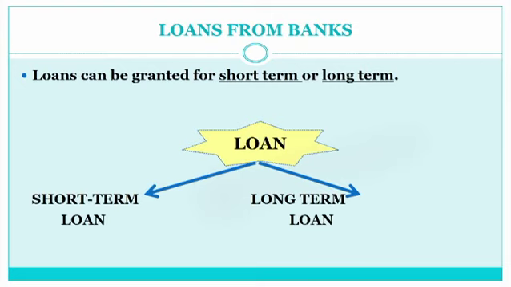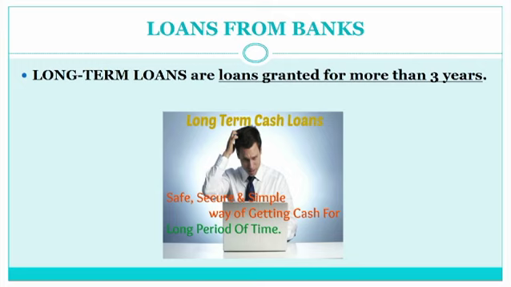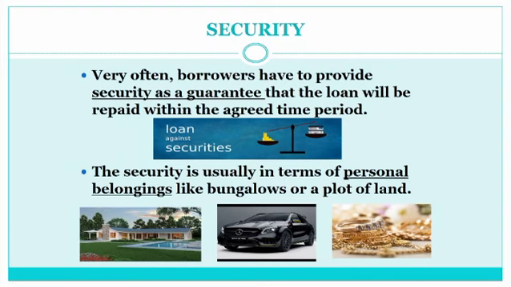Loans can be granted for a short period of time or for a longer period of time. Short-term loans are loans which have to be repaid in less than 1 year, whereas long-term loans are loans granted for more than 3 years. Security. What is security? Very often, borrowers have to provide security as a guarantee that the loan will be repaid within the agreed time period. The security is usually in terms of personal belongings like bungalows or a plot of land.